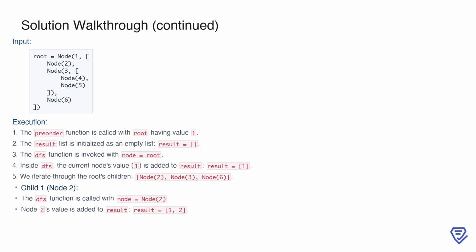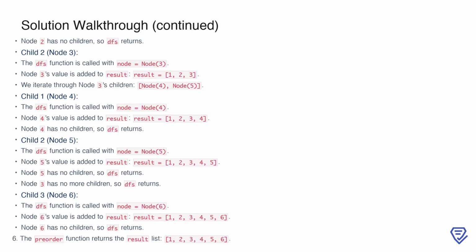The DFS function is called with node 2, and its value is added to the result list. Since node 2 has no children, the DFS function returns. Next, we process the second child of the root node, which is node 3. The DFS function is called with node 3, and its value is added to the result list. Node 3 has 2 children, nodes 4 and 5. We start with node 4. The DFS function is called with node 4, and its value is added to the result list. Node 4 has no children, so the DFS function returns.